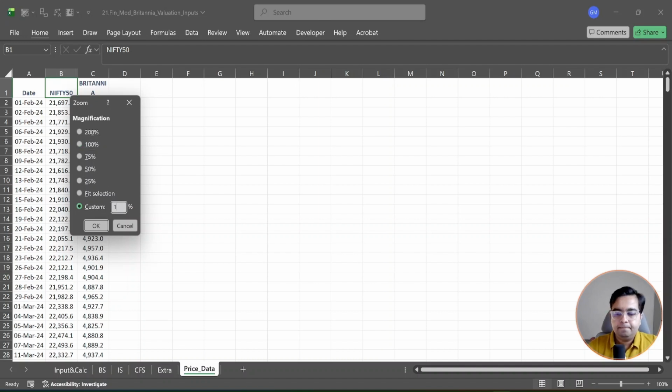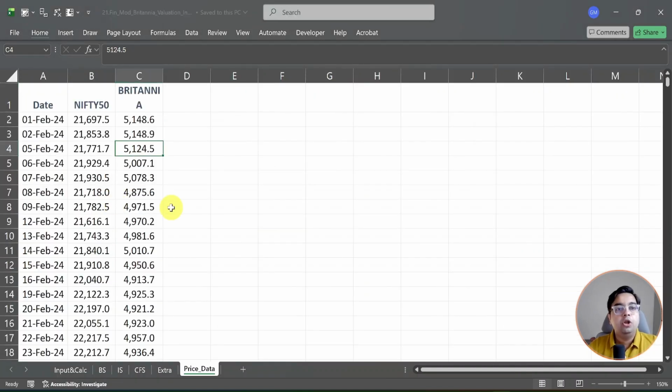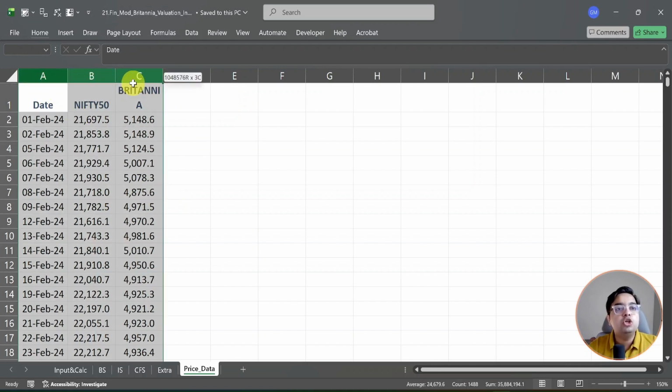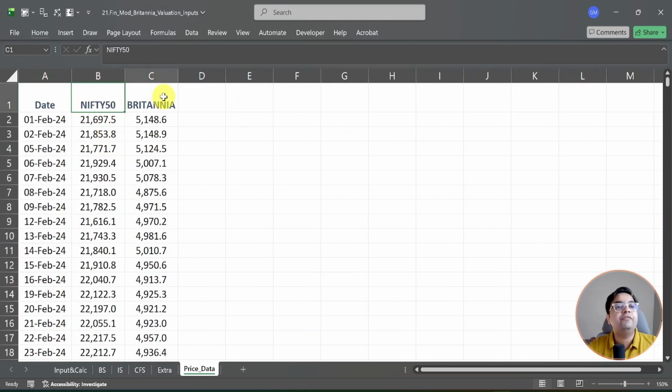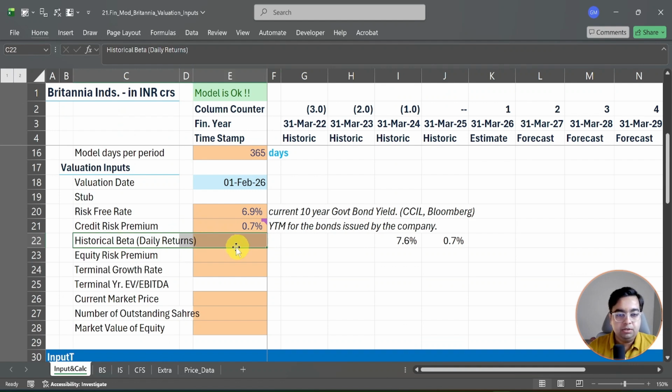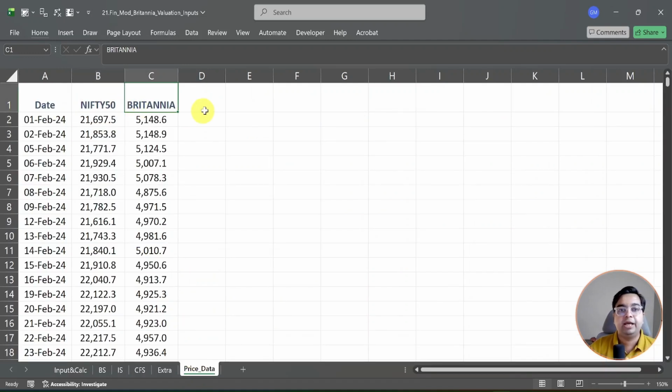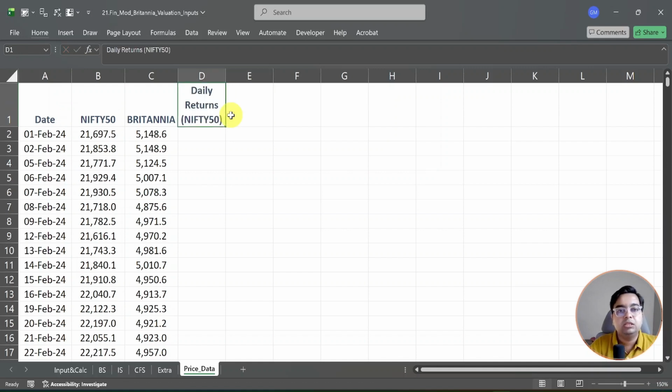All right. What we have done is basically get all the historical data for the last 2 years for Nifty 50 and Britannia on a daily basis. Now, what we need to calculate is actually the beta, right? For the beta, I'm deleting this part. We are going to calculate daily returns for both of these securities, Nifty 50 and Britannia. So let me give this a header, daily returns for Nifty 50, and this is going to be daily returns for Britannia.